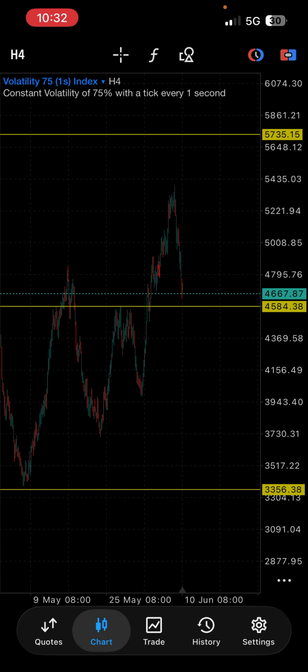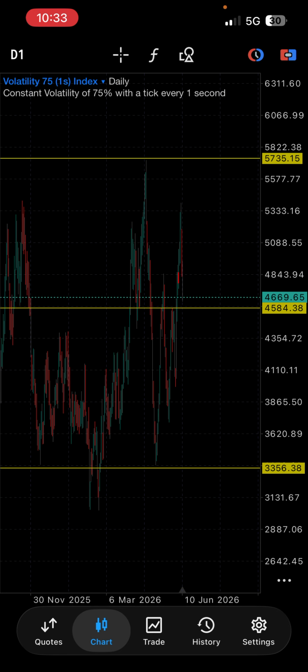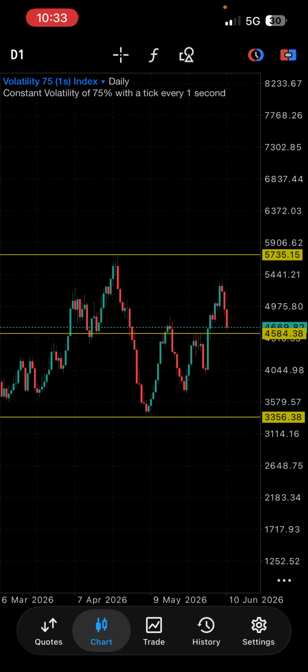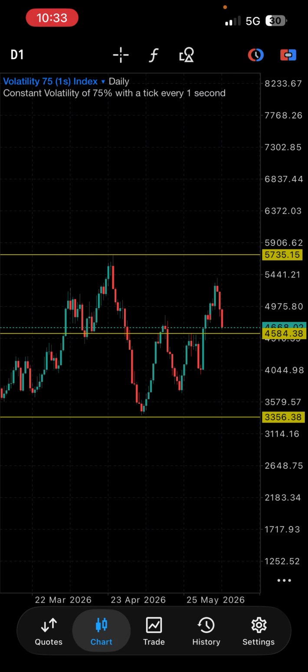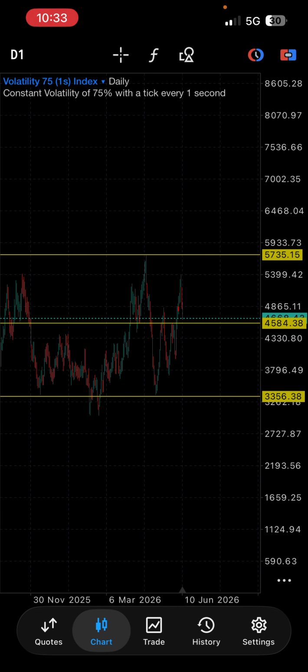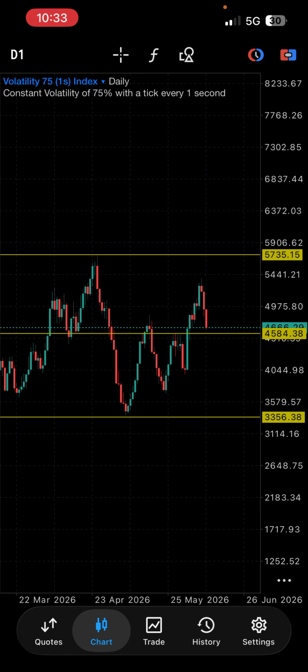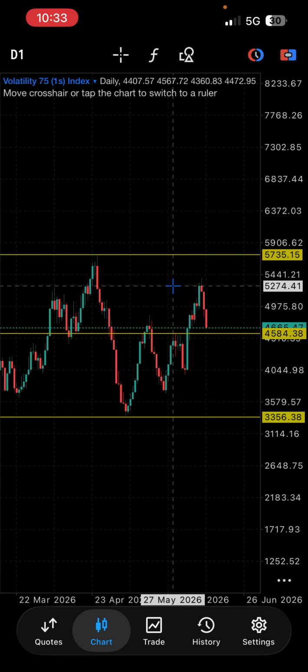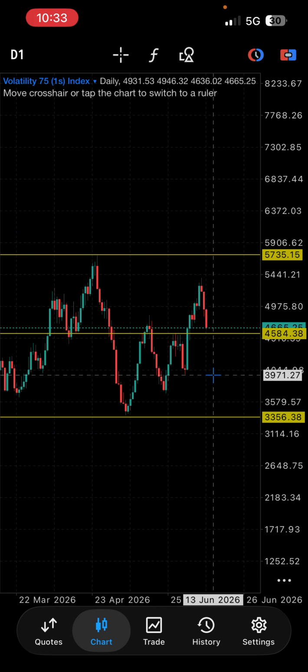If you're a day trader, you're looking at the market with a higher time frame, you have to go to the daily time frame. The daily time frame will give you a better understanding. Or if you're a swing trader, you want to use the weekly time frame to draw your support and resistance. But right now, I'm using the daily time frame to draw.